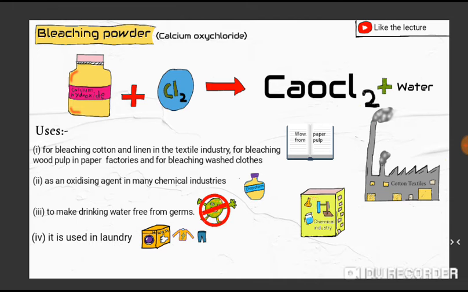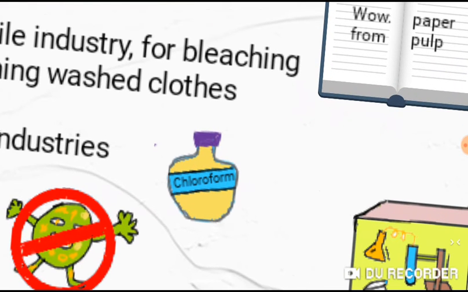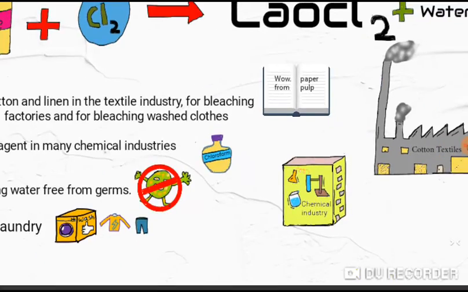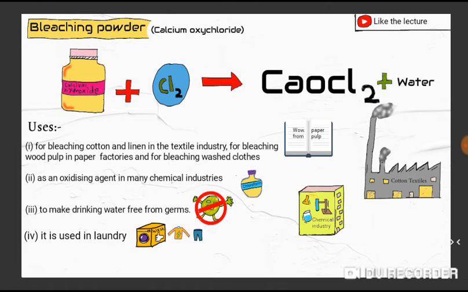As an oxidizing agent in many chemical industries. What's the role? Bleaching powder is used to make many other chemicals, and the best example is chloroform. Chloroform is used in the medical and pharmaceutical fields, and is a very important carbon compound. What is the role of chloroform? It makes a patient unconscious and helps the doctor to operate.